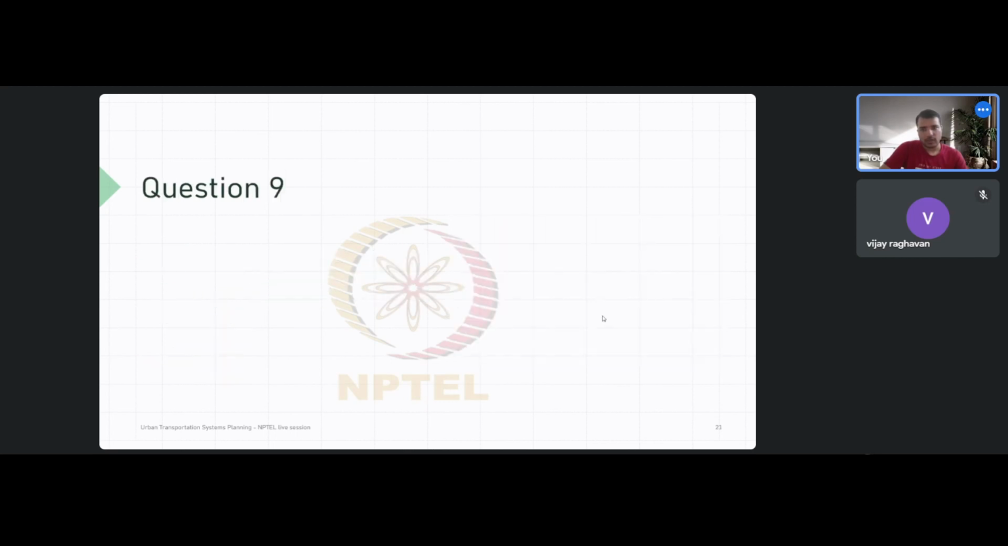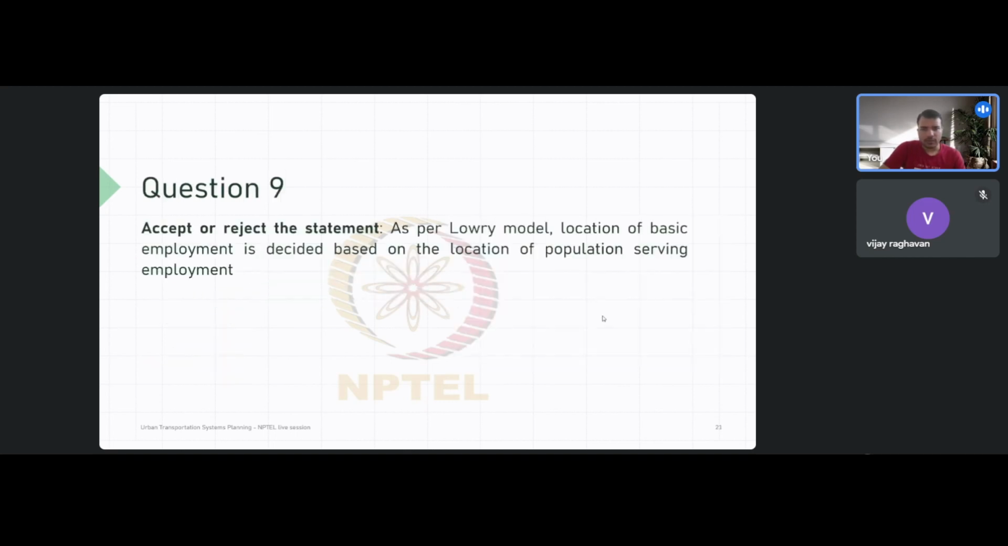Coming to question 9. So we have an accept-reject type of question. As per Lowry's model, location of basic employment is decided based on the location of population serving employment. Accept or reject.